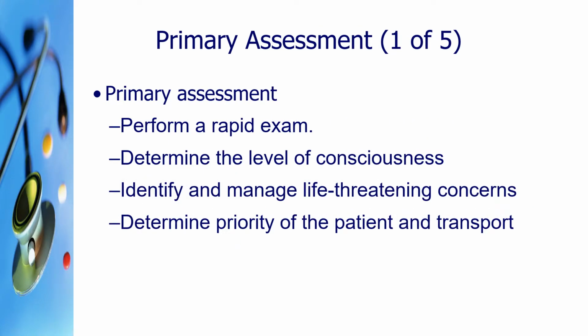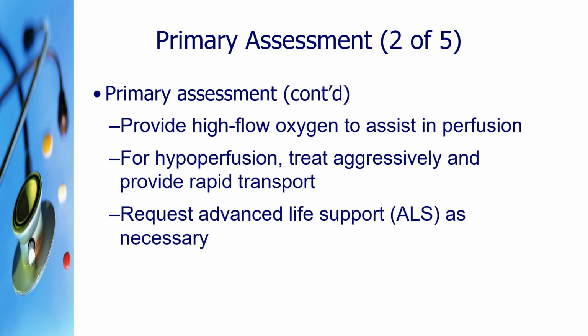Your primary assessment. First of all, perform a rapid exam. Determine the level of consciousness. Identify and manage life-threatening concerns. So if there's a lot of bleeding, that's the first thing you've got to do. Determine the priority of the patient and transport. Provide high-flow oxygen to assist in perfusion. For hypoperfusion, treat aggressively and provide rapid transport. Request ALS as necessary.